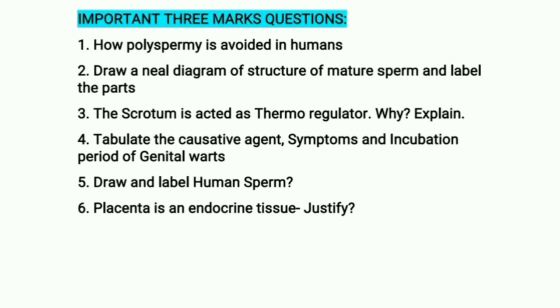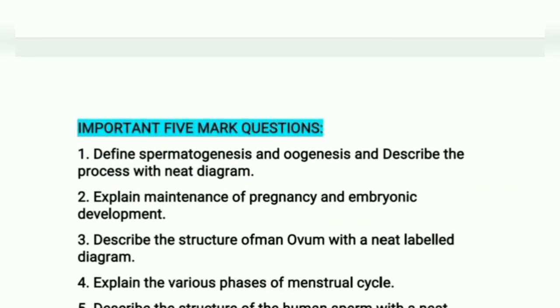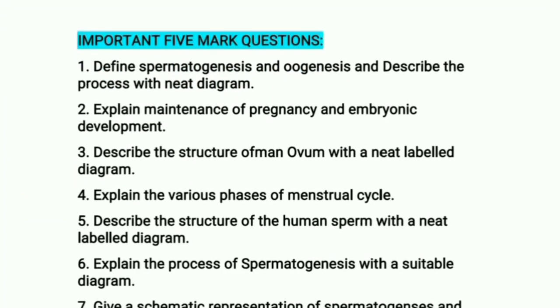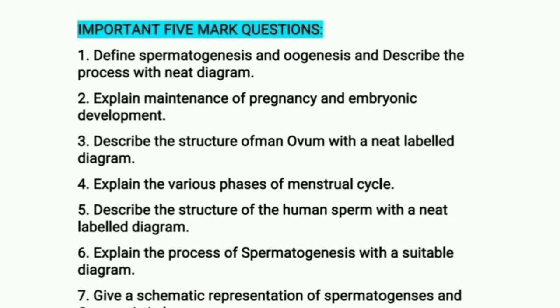Draw and label the human sperm. Placenta is an endocrine tissue. Justify. Important 5 marks. Define spermatogenesis and oogenesis and describe the process with a neat diagram. Explain maintenance of pregnancy and embryonic development.